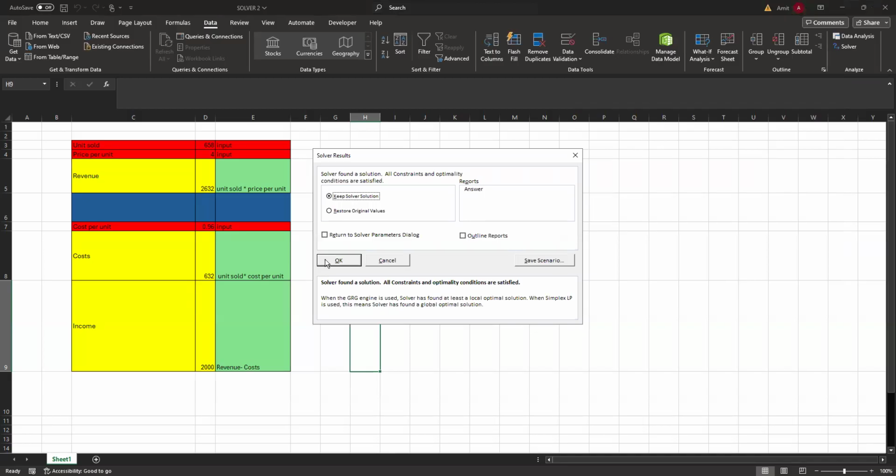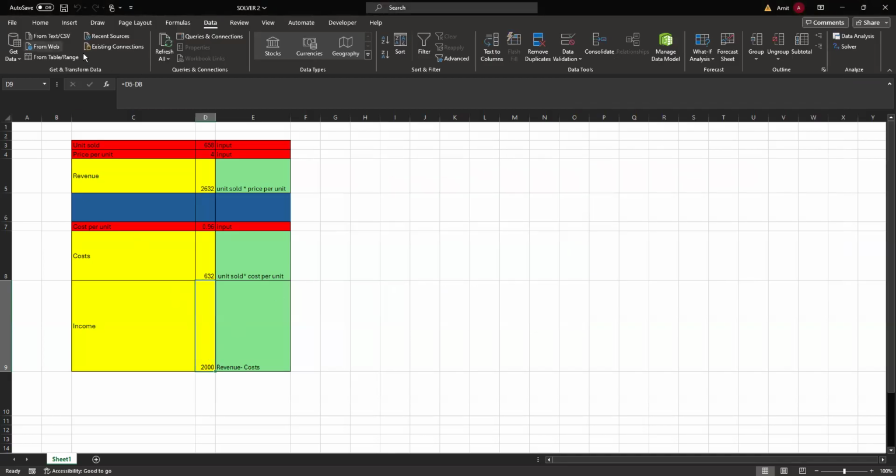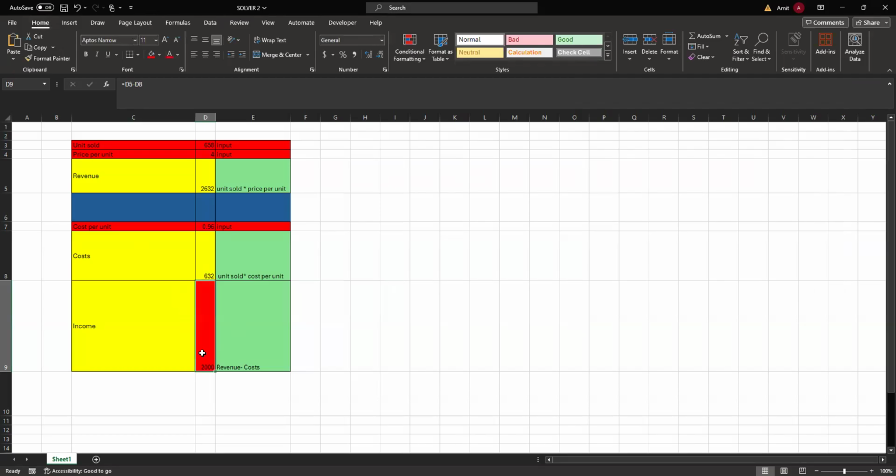So it is saying okay. Now you can see that I'm going to highlight in red color. We got $2,000. Cost per unit, it is saying 0.96, unit sold 658, and price per unit should be 4. So it has changed the parameters based upon our output response, which we were expecting as $2,000. This is how we can take advantage of Solver in Excel. I hope you understand. Thank you so much.